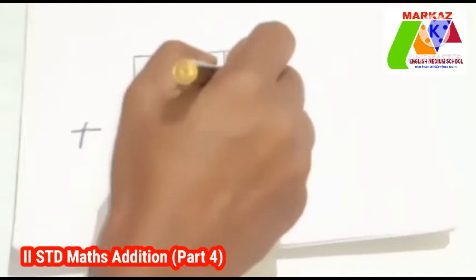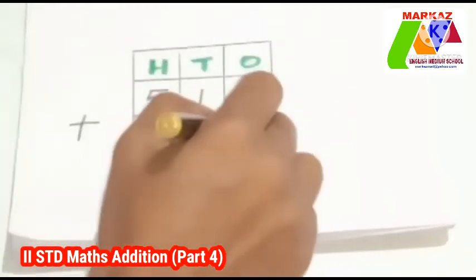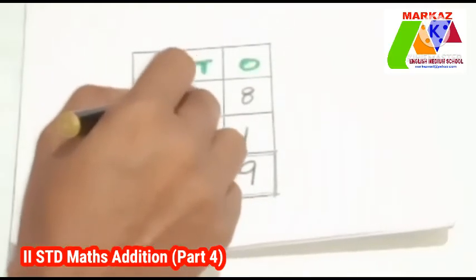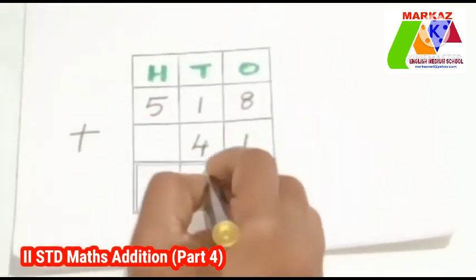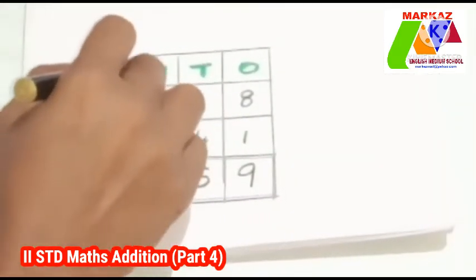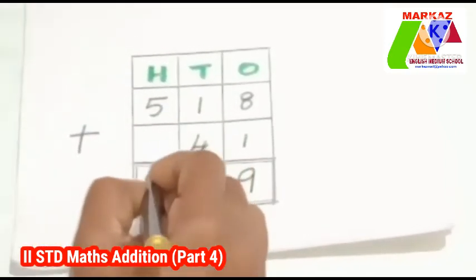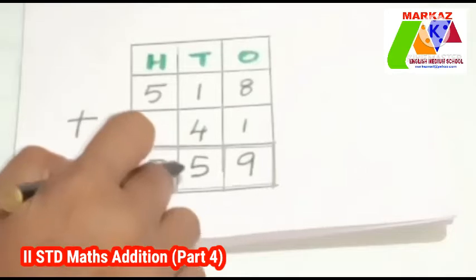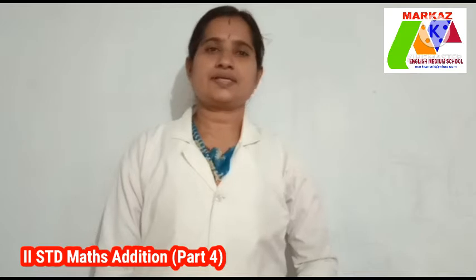Let's add. First we add the digits in ones place. 8 plus 1, 9. Next, add the numbers at tens place. 1 plus 4, 5. Next, add the numbers at hundreds place. 5 plus 0, 5. Thus, 518 plus 41 is equal to 559. Let's go to your textbook exercise.